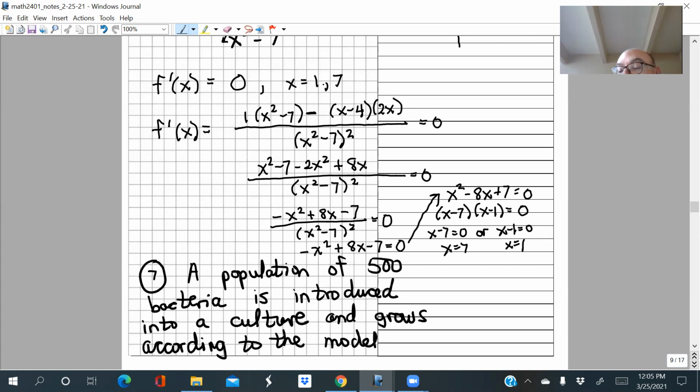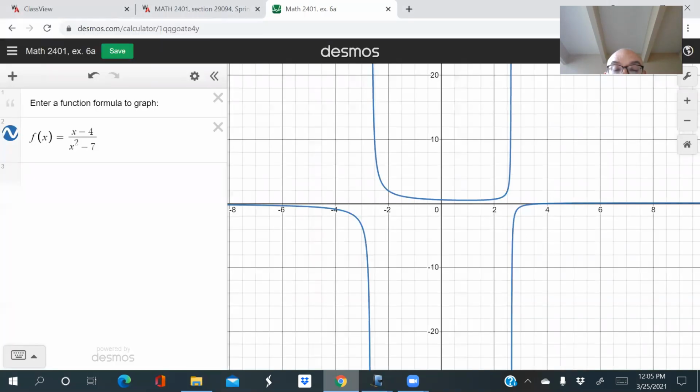derivative equal 0. So it's going to be at x equals 1 where you're going to have a horizontal tangent line, and it's going to be at x equals 7 where you have a horizontal tangent line. Let's see if that kind of agrees with what we see on the graph. Kind of. It's hard to see, right? So right there at x equals 1, there's where you're going to have a horizontal tangent line.